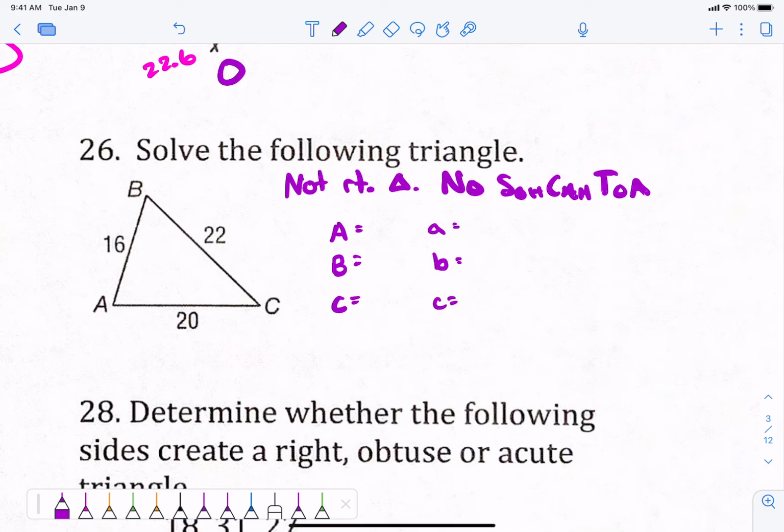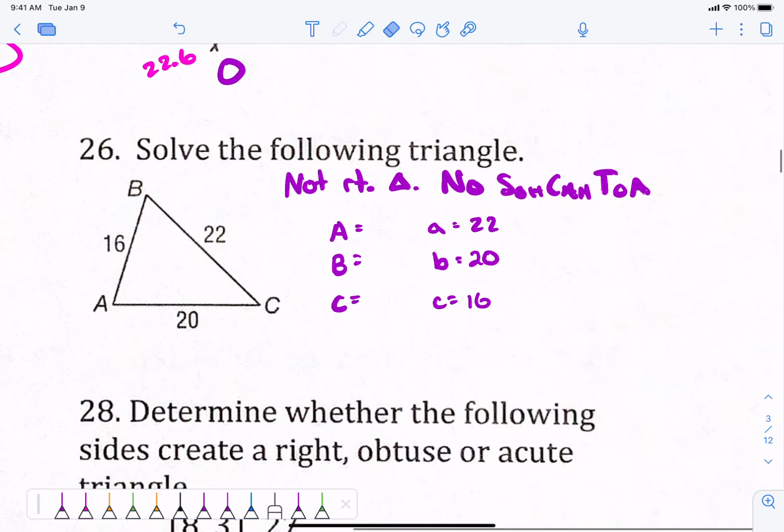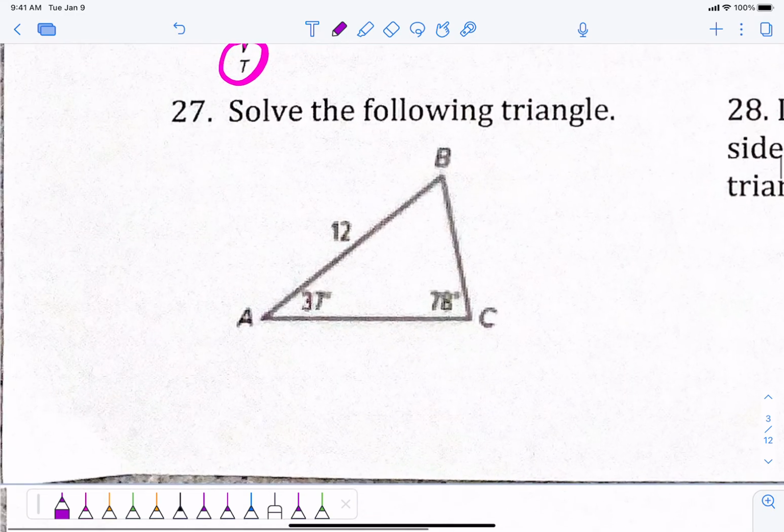Wait, I thought we already had the lowercase ones. We do, but I'm going to write them out just because it's easier to see. Rachel just said a is 22. Is she right? Yes, because it goes opposite, right? a is 22, b is 20, c is 16. And we have to solve for the angles, right? Do we have a right triangle? No, which means we have to use the law of cosines.